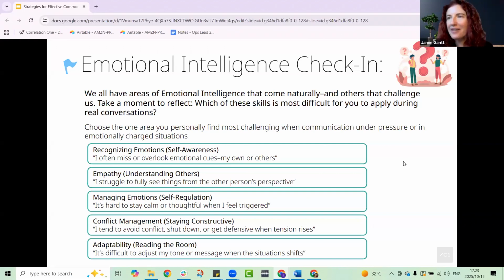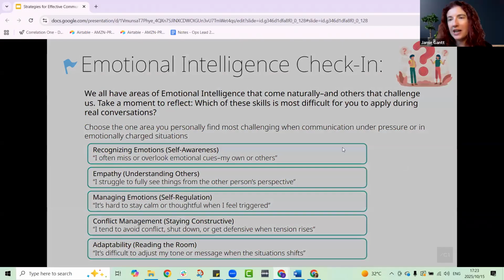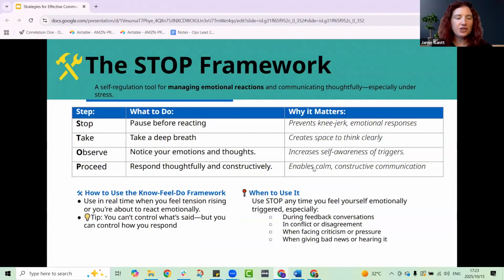Okay, so let's dive into this. Please feel free to share wherever you are feeling challenged as I continue through this. I'm still watching the chat. Okay, so the STOP framework. Has anyone else used this? I just said it's my favorite one. I do like to use this one.